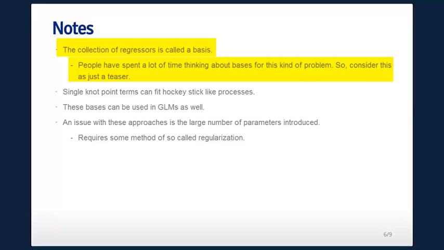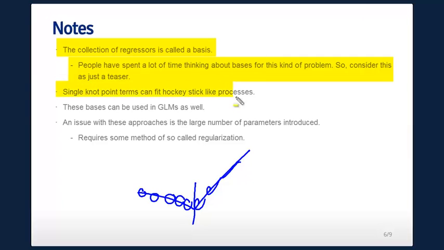If you just want one knot point, then you can fit kind of like hockey stick type problems, right? And that's sometimes useful if you have data that looks like a hockey stick. And you need to kind of know where that knot point is. It's hard to estimate the knot point, so we don't cover that. At any rate, so that's good. You can now fit kind of hockey stick looking things.